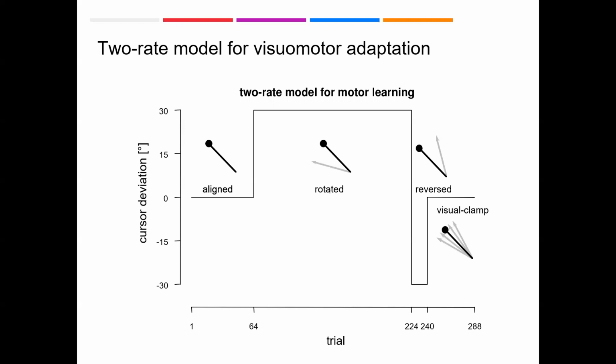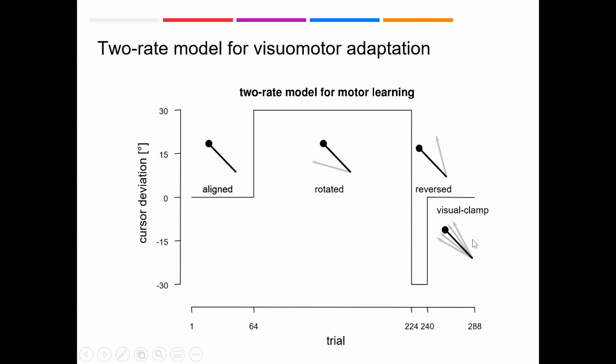And we do it this way in order to tease apart, just like Maurice Smith did, this fast and slow process. So we always begin, and that's true for all of my experiments, I don't always mention it, with a baseline condition where the cursor is aligned with the reaches. And again, every second reach, we're measuring either hand localization or no cursor reach. And then at trial 64, we introduce a 30-degree rotation here for about 180 trials. And then we do a short reversal of the cursor direction. This is to really pull apart the fast and slow process so we can distinguish the two.